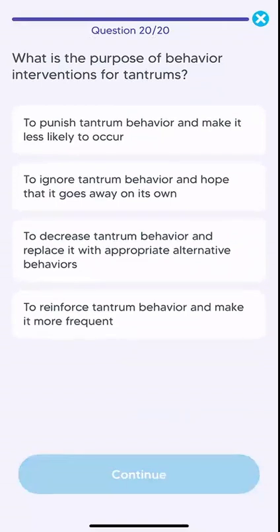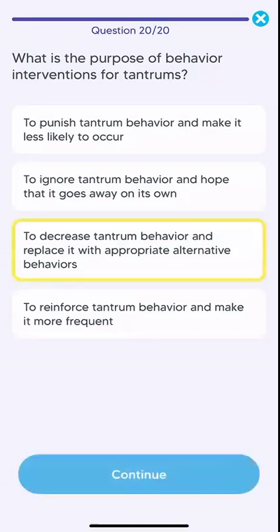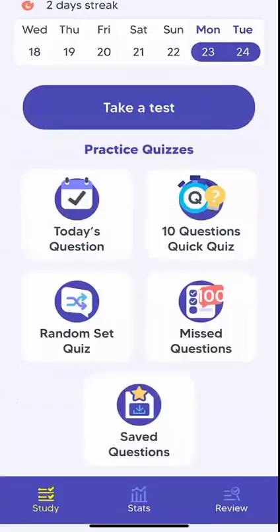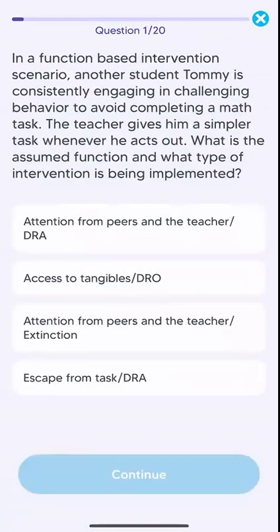What is the purpose of behavior intervention for tantrums? To punish tantrum behavior and make it less likely to occur, to ignore tantrum behavior and hope that it goes away on its own, to decrease tantrum behavior and replace it with an appropriate alternative behavior, to reinforce tantrum behavior and make it more frequent. The third answer. Yeah, correct. Okay. Alhamdulillah. We need to practice more.